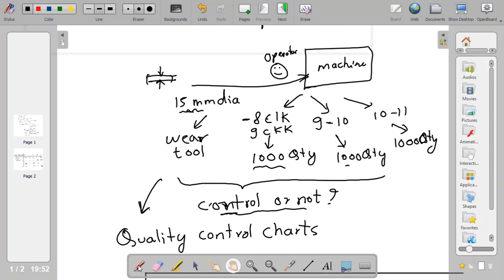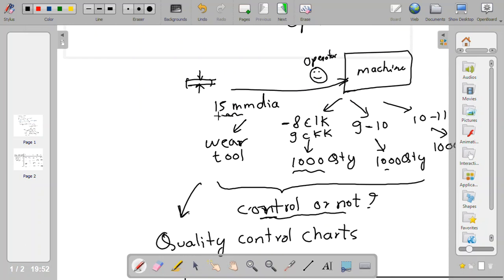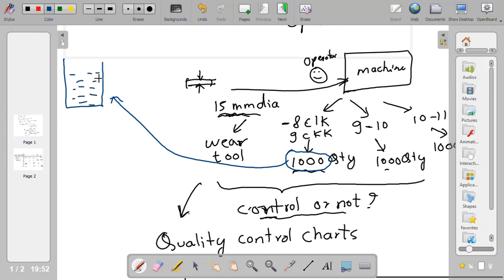Now what is the data in this case? We are manufacturing shafts, and what we are checking is the diameter. Suppose in the first 8 to 9 period, they manufacture shafts. Around 1000 quantities are manufactured, and he will put these 1000 quantities in a container. So this is your container containing a total of 1000 quantities.